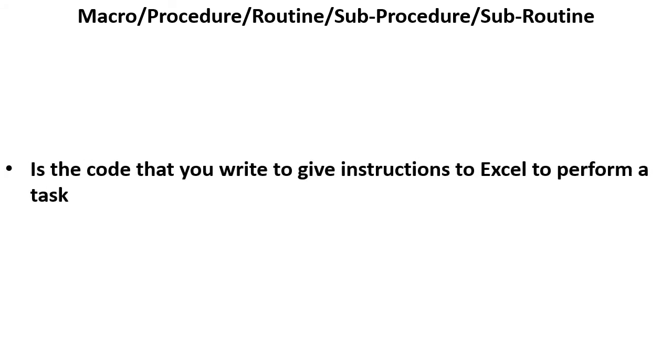Now, the last word that we'll define is macro. Macro is also known as procedure or routine or sub-procedure or subroutine, alright? And like we saw, macro is the code that you write to give instructions to Excel to perform a task, alright? So macro is just the code that you write down.